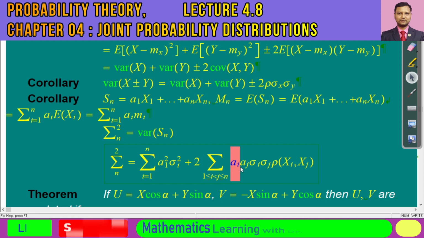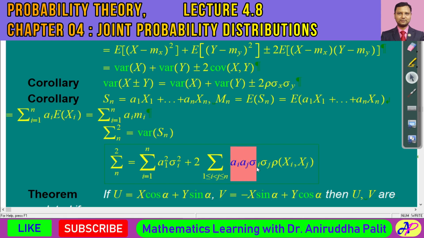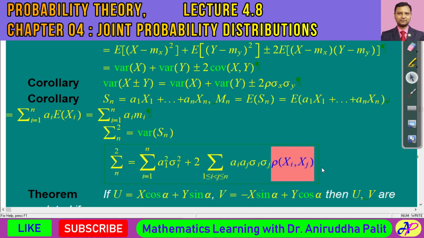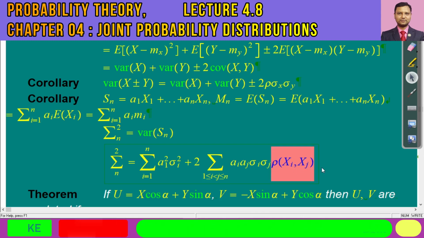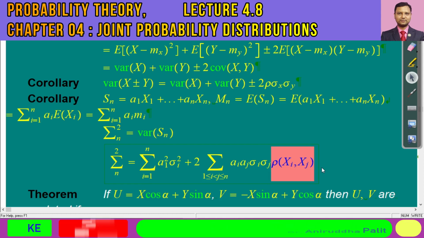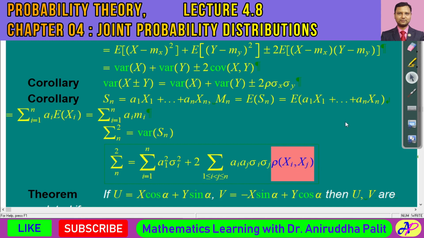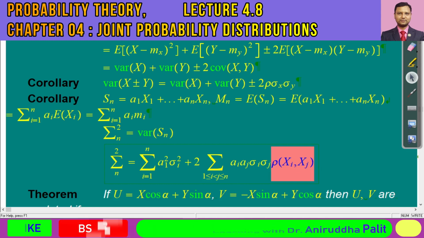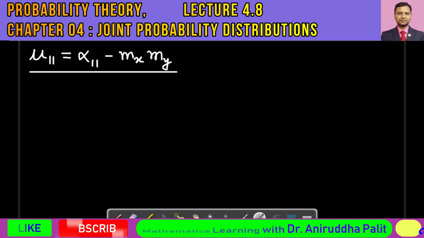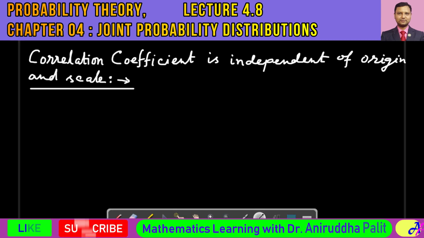Over this type of quantities, ai aj sigma i sigma j multiplied by rho, that means the correlation coefficient between xi and xj. Okay, so we can extend these results over here. And this is the first result that we wanted to discuss. And the second result that we wanted to discuss over here is that the correlation coefficient is independent of origin and scale. What is this?